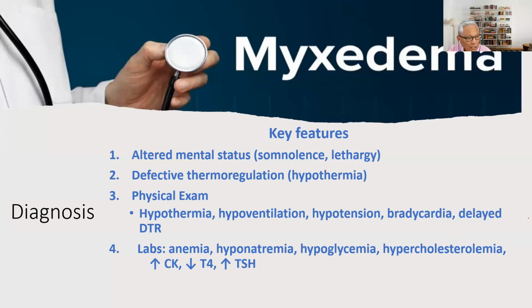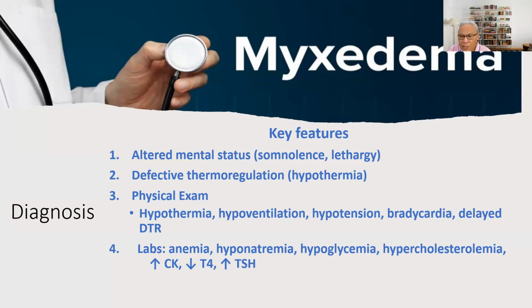So the key features for myxedema are altered mental status. They may become somnolent or lethargic. They might have defective thermoregulation, meaning to say that there's going to be severe hypothermia. The lower the temperature, actually, the worse the prognosis. And of course, with cold weather, the body temperature may drop sharply, and that is the reason why it usually develops during the winter months.